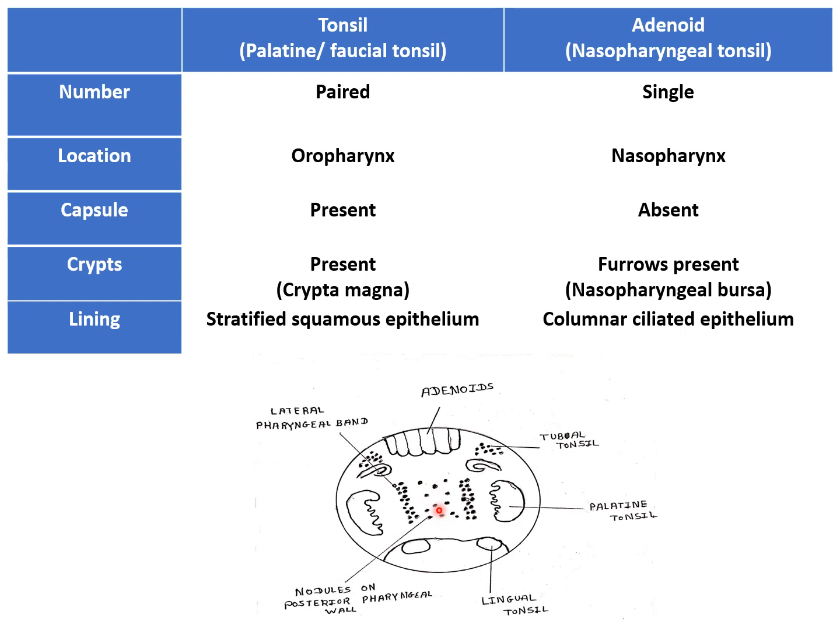opening, the posterior and the lateral pharyngeal bands, the subepithelial lymphoid tissue in the posterior pharyngeal wall and the lateral pharyngeal wall, and also the lingual tonsil. So all these combine to form a circular ring of lymphoid tissue, which is called Waldeyer's ring.